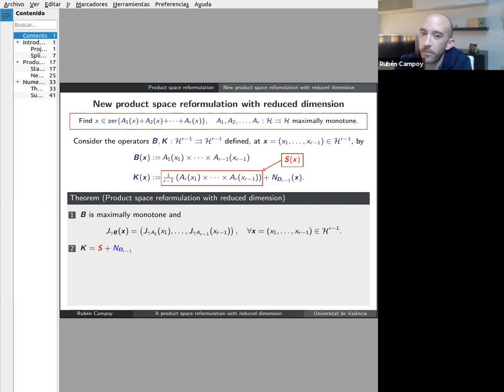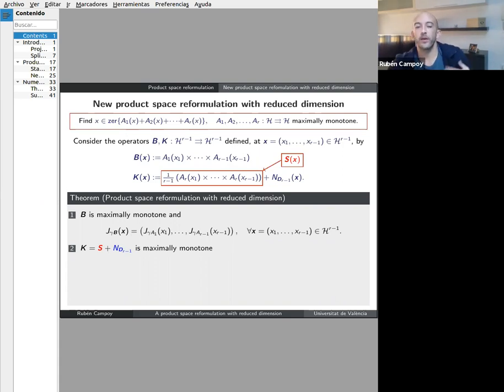So we know from the previous formulation that this, as a product operator, is maximally monotone. The normal cone to the diagonal is maximally monotone. But in general, the sum of maximally monotone operators is not maximally monotone. It's only monotone. The maximality does not hold in general. But for the particular structure of these two operators, we can prove that this is maximally monotone.